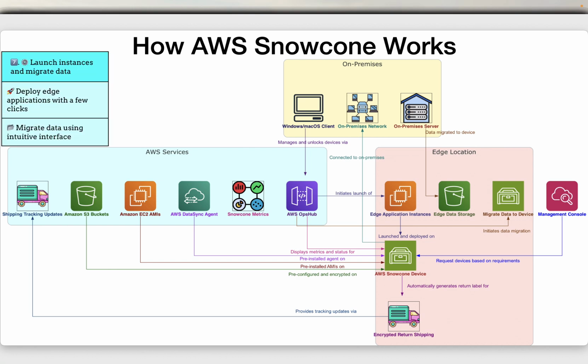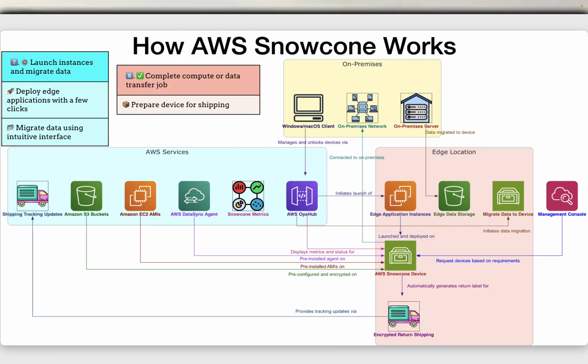Then you launch instances and migrate data. Launch instances to deploy edge applications and migrate data with a few clicks. With just a few clicks in AWS Ops Hub, users can launch instances to deploy their edge applications and easily migrate their data to the Snow Cone device using the intuitive interface. So basically you are transferring information from your network to the physical device. As I talked about, it has 8 terabytes and 14 terabytes of space, so you will connect and start transferring data.